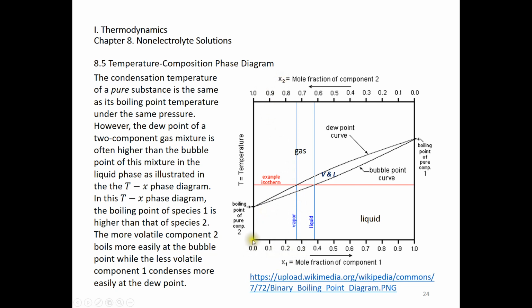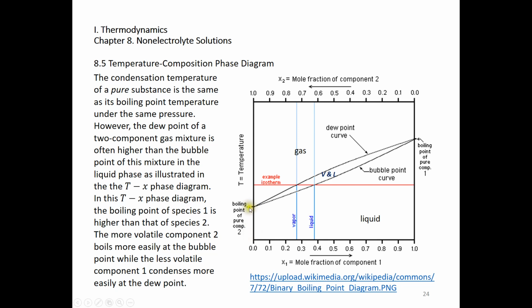Now let's look at this 0.0 here. That means there's no component 1, there's 100% component 2. At this point, we have a low temperature, and component 2 is mostly in the liquid phase. There is a gas phase for component 2 even at low temperature, but usually the vapor pressure of component 2 is really low, lower than the standard pressure.